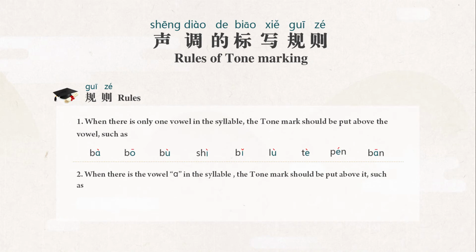Rule 2. When there is a vowel a in the syllable, the tone mark should be put above it, such as 宝, 百, 见, 家, 张.